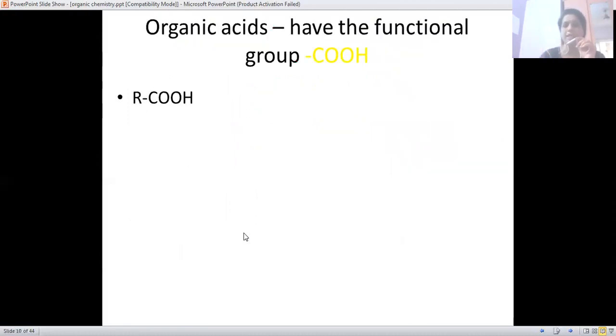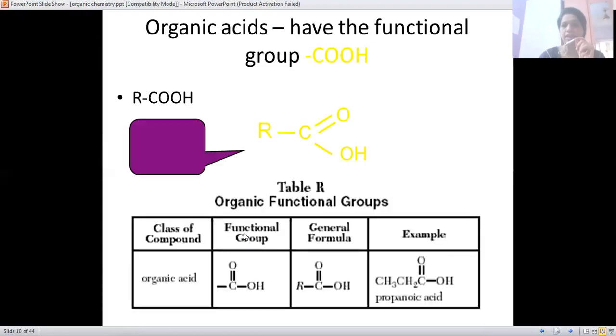Now we will see the acid. How do we define the acid? The acid structure is COOH. So this is the structure, and this is the formula of an organic acid. If you are writing any 3-carbon compound, the requirement is the COOH, which has 2 oxygens and 1 hydrogen. In this way, you can write the structure.